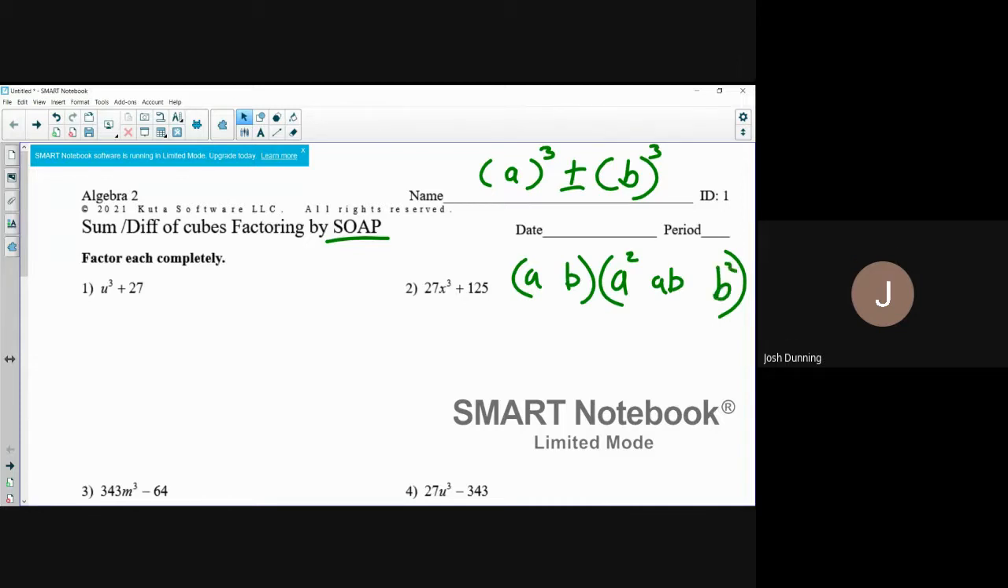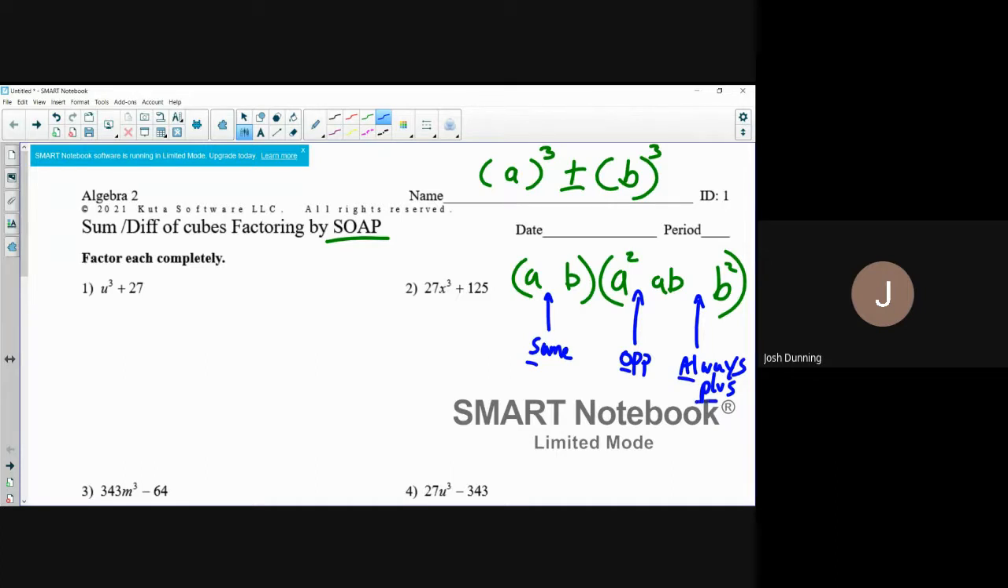Where the SOAP thing comes in are the signs. Same as the question, opposite of what you just wrote down, and then the AP in SOAP, always plus. Same, opposite, always plus.